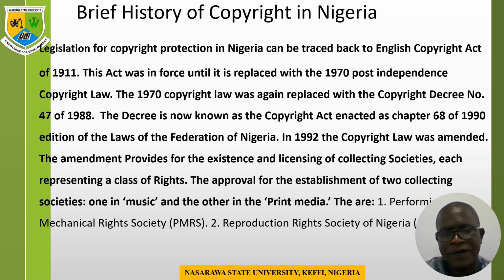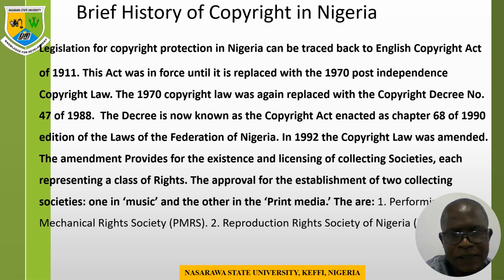A brief history of copyright in Nigeria. Registration for copyright protection in Nigeria can be traced back to the English Copyright Act of 1911. This act was in force until it was replaced with the 1970 post-independence copyright law. The 1970 copyright law was again replaced with the Copyright Decree number 47 of 1988. The decree is now known as the Copyright Act, enacted as Chapter 68 of the 1990 edition of the Laws of the Federation of Nigeria. In 1992, the copyright law was amended.